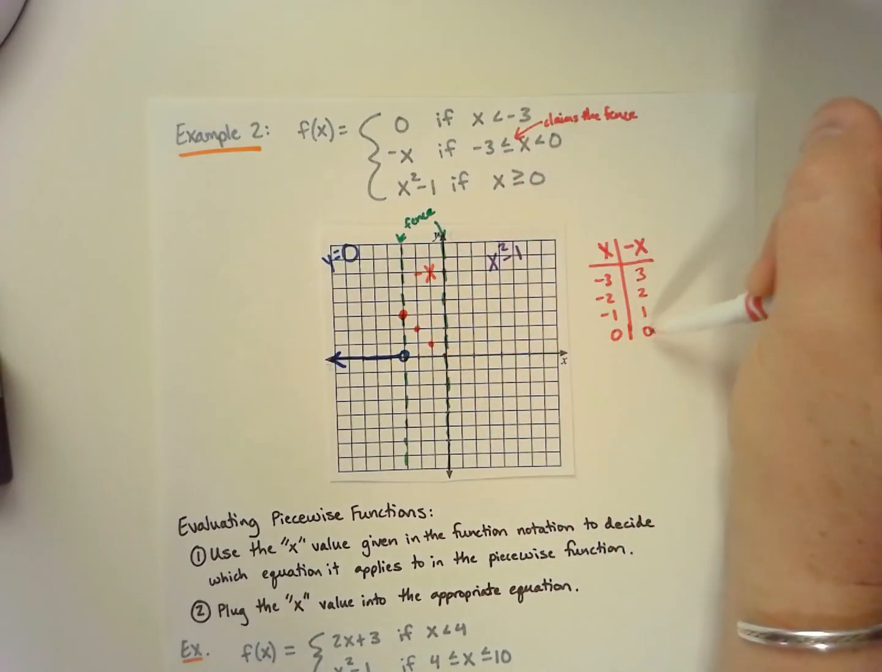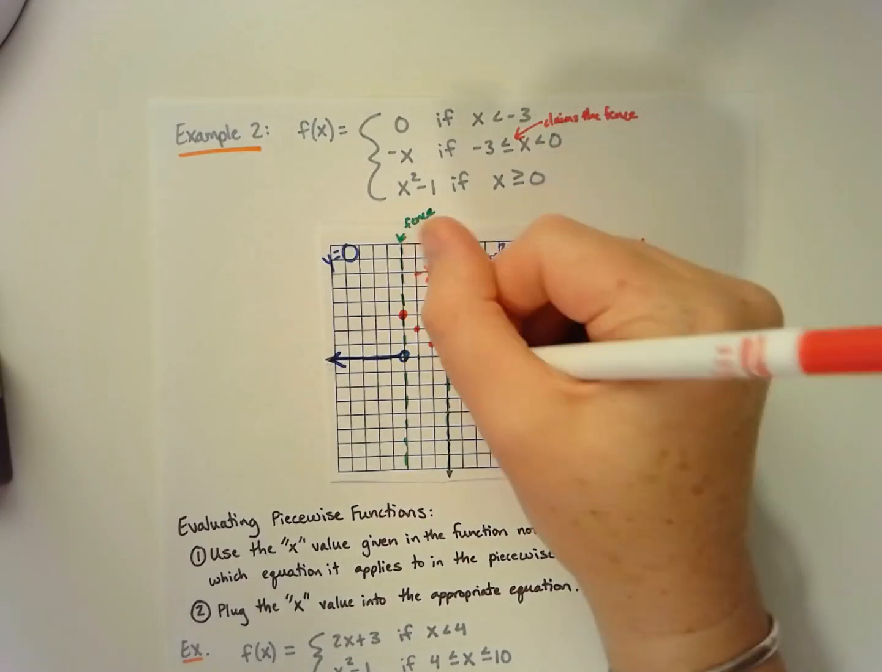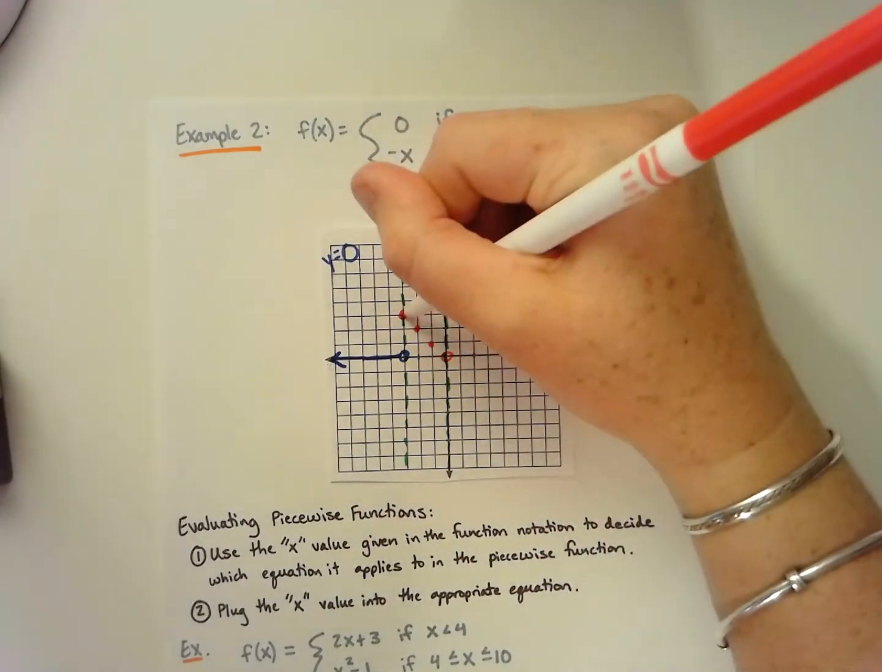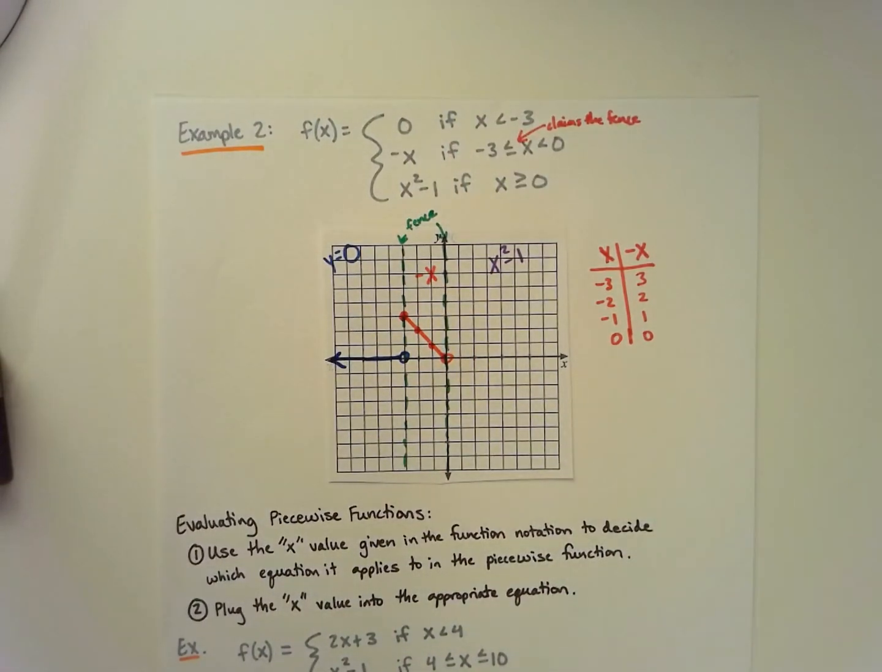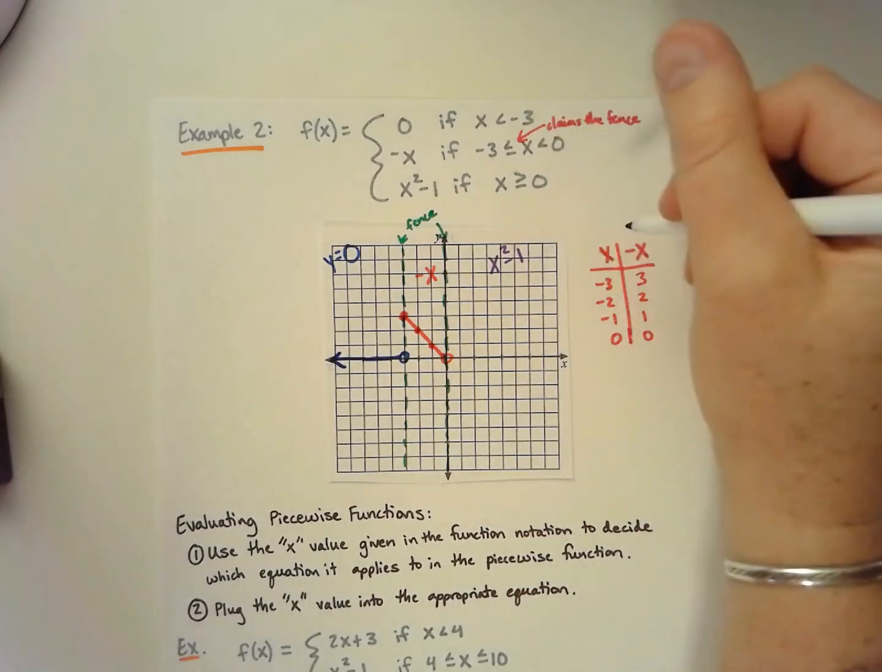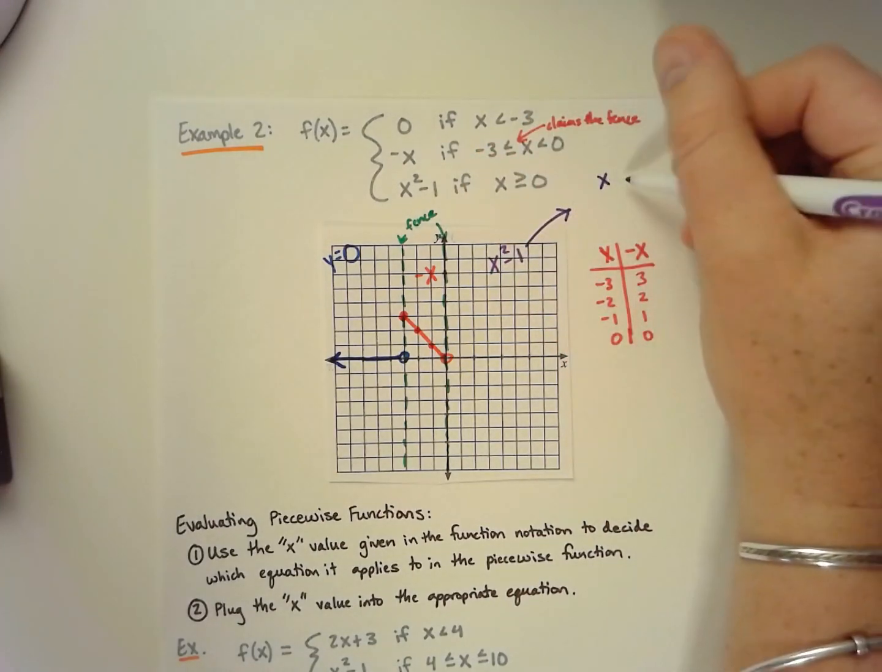Now check that 0 will not claim the fence. So that one is not equal to. So we need to put an open circle right there and draw our little piece. Now we only have one more piece left, our purple piece. So we're going to make values. Let's just move it over here where we have more room for x.